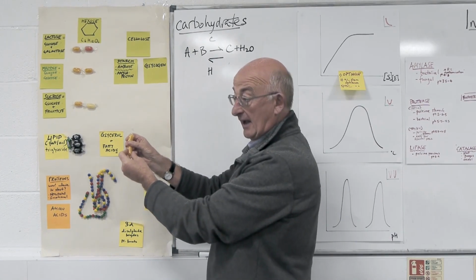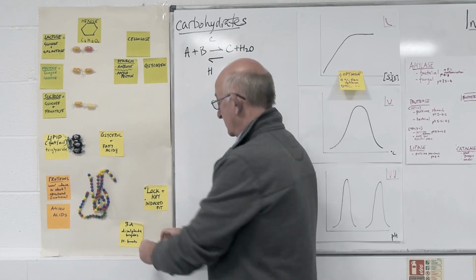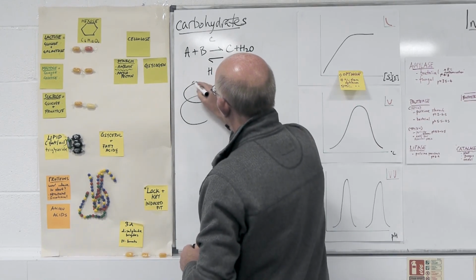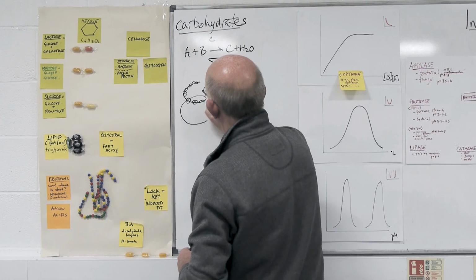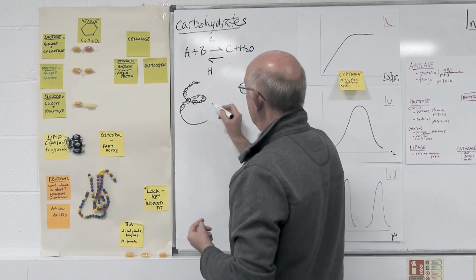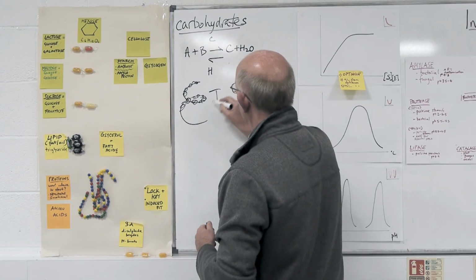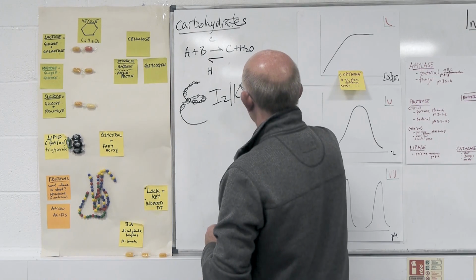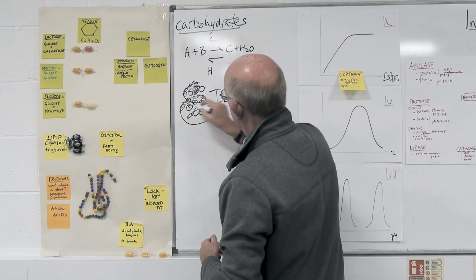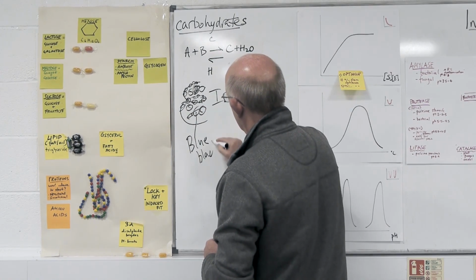We'll talk in a moment about how that happens, but essentially the starch molecule forms a helix. So we've got a helical structure of thousands and thousands of glucose units. Now when we react this with iodine solution, iodine and potassium iodide, the iodine forms a colour complex within that, and that's what gives us our black colour.